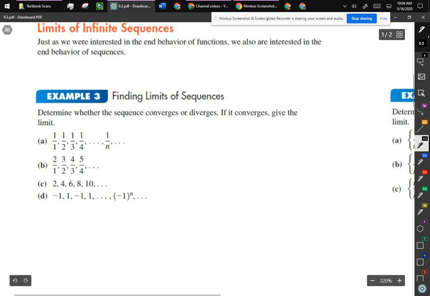All right, so let's take a look here. For part A, you have 1 over 1, 1 over 2, 1 over 3. You can see that's defined as 1 over n, right? We can write this as a limit. So for A, we'd want to write the limit as n approaches infinity for 1 over n, because that's the explicit definition.